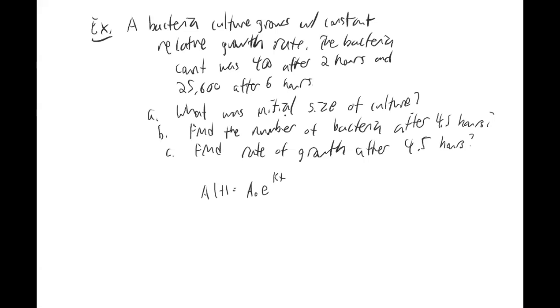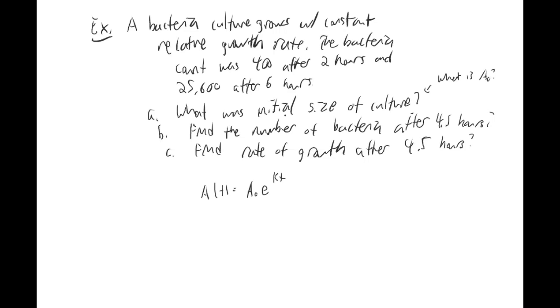So I'm given two pieces of information, right? Basically part A is asking what is A naught. Because that's the amount at time 0, right? When you plug in T equals 0, you get A naught. So it's asking what is A naught.